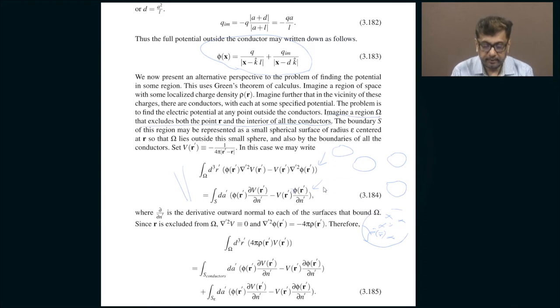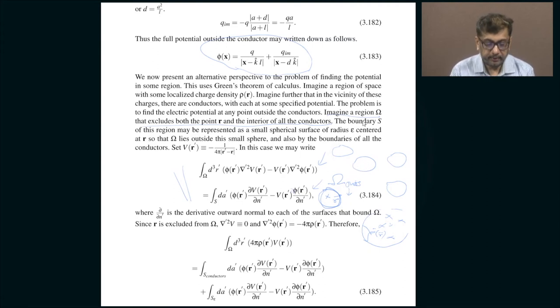So, the bottom line is that imagine the omega that you are looking at is this omega outside. Outside means outside the conductors, and first you write down your point of interest. You are interested in this point, so it is also outside this point of interest. That means your omega is here. It is outside this point of interest and it is also outside the conductors. So, imagine omega excludes the point r and it excludes the interior of the conductors.